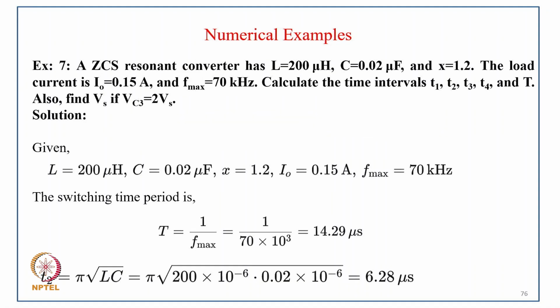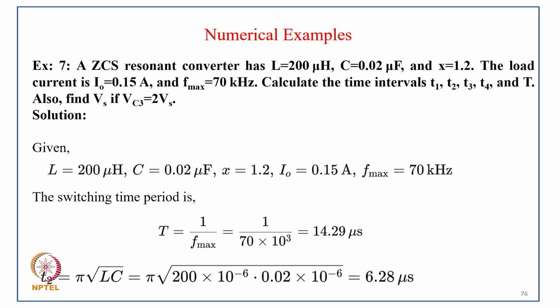Coming to example 7, a zero current switching resonant converter has L equal to 200 microhenry, C equal to 0.02 microfarad, and X equal to 1.2. The load current is I0 equal to 0.15 ampere, and Fmax equal to 70 kilohertz. Calculate the time intervals T1, T2, T3, T4, and T, and also find Vs if VC3 equal to Vs.